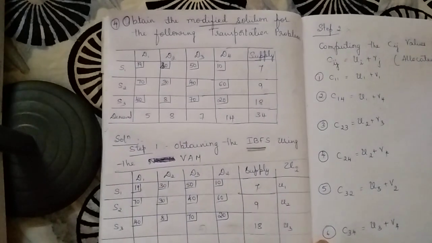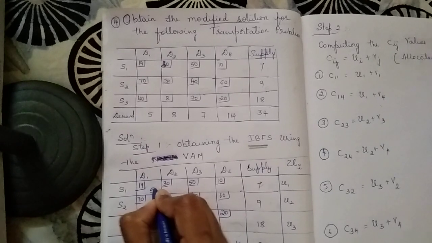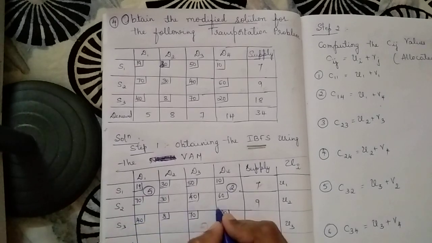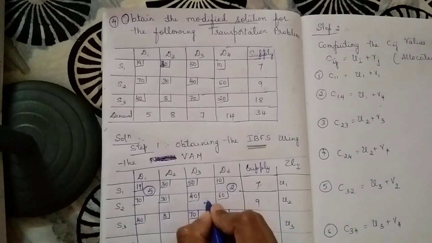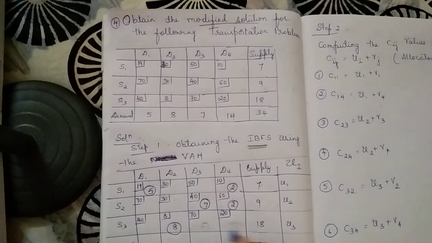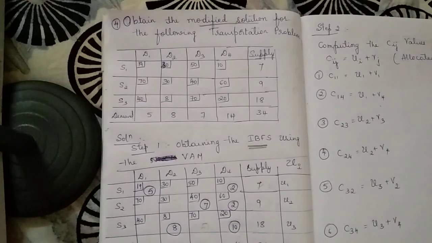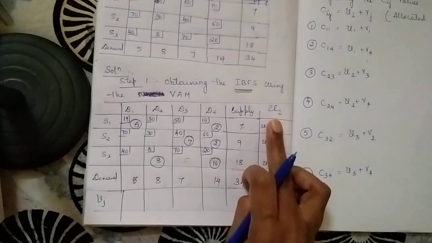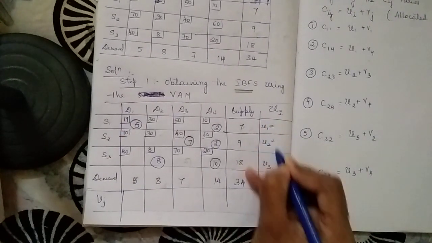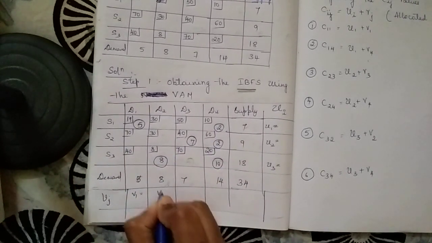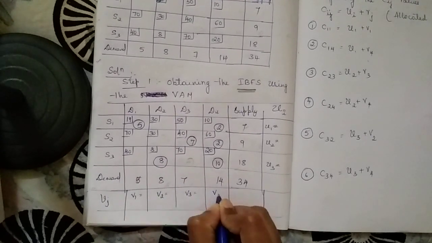So the allocations, applying the Vogel's approximation method, are 5, then 2, then 7, 2, 8 and 10. So this has already been done. The next thing that we need to do is calculate the ui plus vj values. This is u1, this is u2, this is u3 corresponding to the rows. Now v1 corresponding to the columns, v2, v3 and v4.